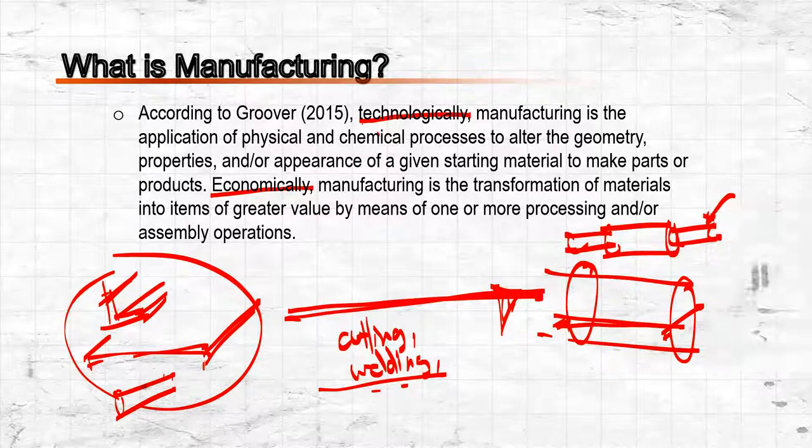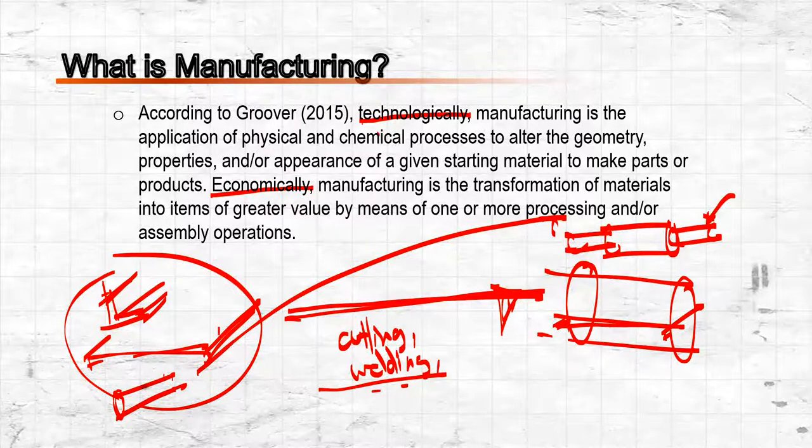So from a straight round bar, a cold rolled steel shaft, if it is changed to this step shaft, it has altered geometry. Then that's manufacturing, and even just the plate itself. When you do a heat treatment process to increase or change the properties, that's also considered as manufacturing. In terms of economics, manufacturing is the transformation of materials into items of greater value.